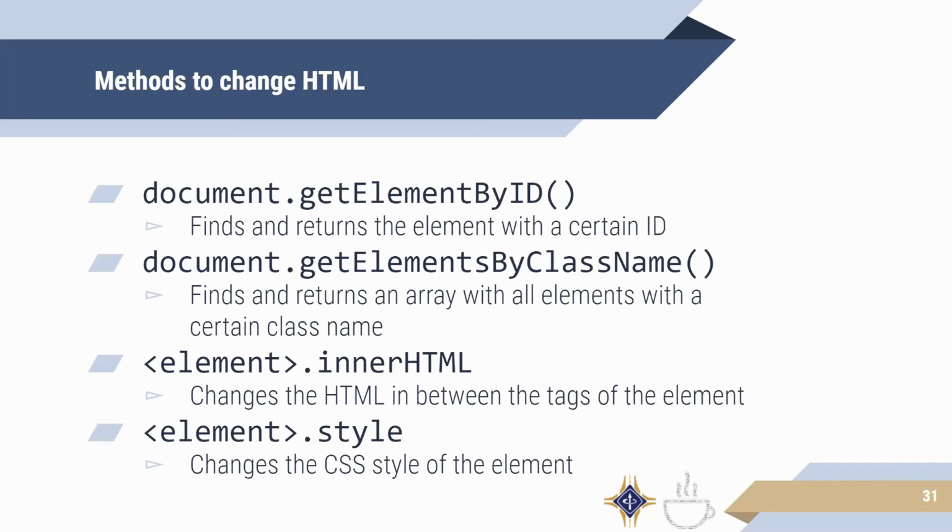getElementsByClassName, note the S there. This will return an array of all the elements that have that class name. You give it to it in quotes there inside the parentheses. And you can manipulate them or do whatever you want with them.